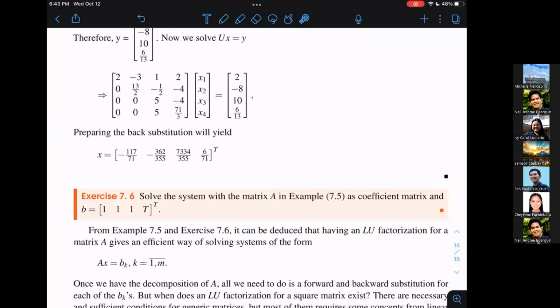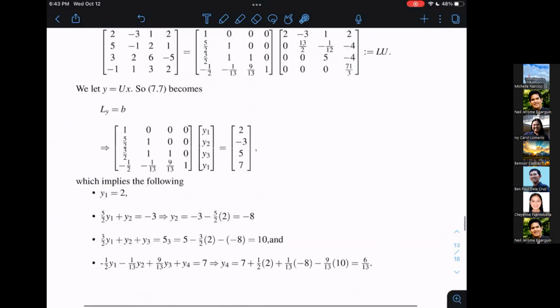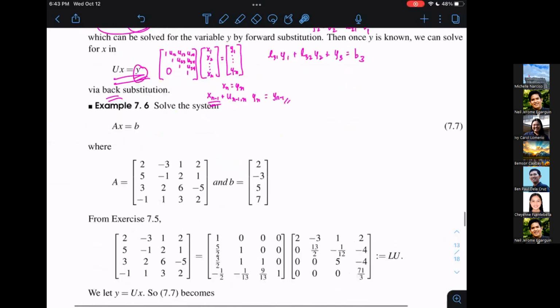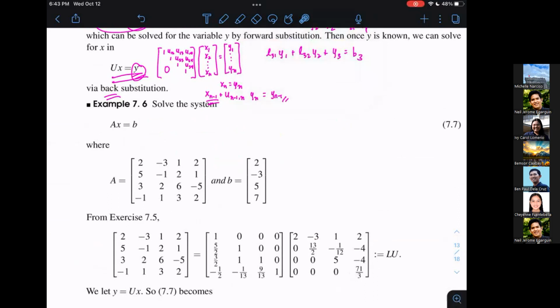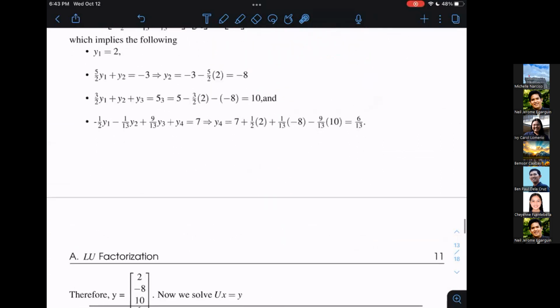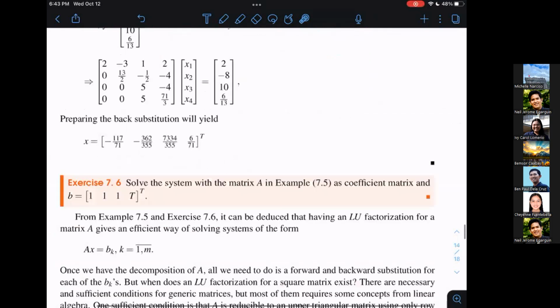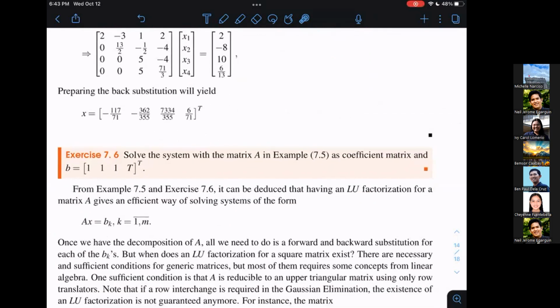Kasi makikita nyo na, okay, nasa example 7.6, yung pagsosolve ng isang particular linear system. Pero, paano kung halimbawa nabago na to, naging 2, instead of 2, -3, 5, 7, yung bagong set of data mo namang nakuha ay, say, 1, 1, 1, this should be 1, okay? Hindi mo kailangan mag-Gaussian elimination uli. Hindi mo kailangan hanapin yung inverse ni A kasi nga mahal yung inverse ni A.